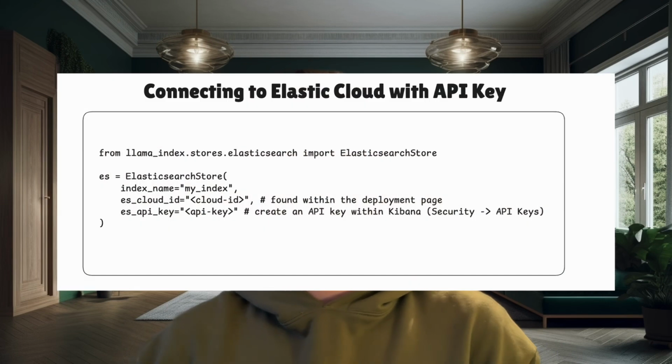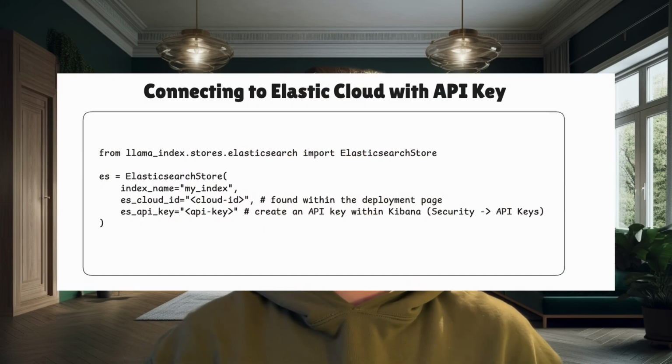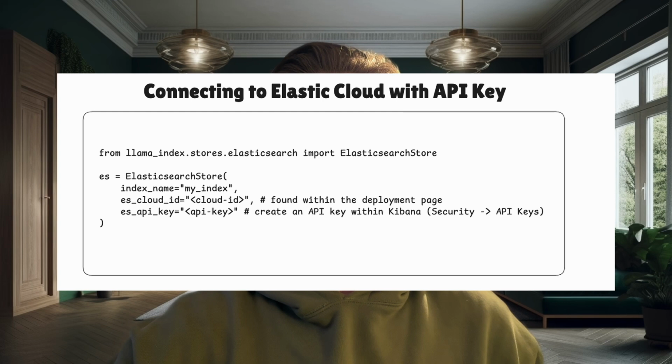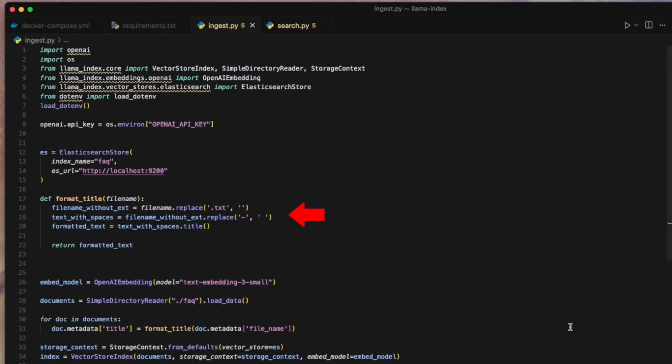If we have an Elastic Cloud deployment, you can connect just like this. format_title is a helper that swaps dashes for spaces, strips the .txt, and title cases everything. It is pure cosmetic, but it makes it easier to read.